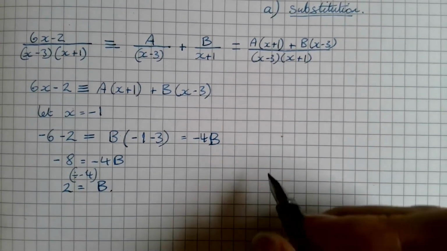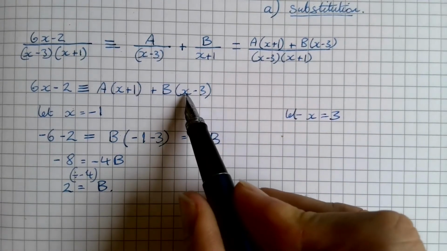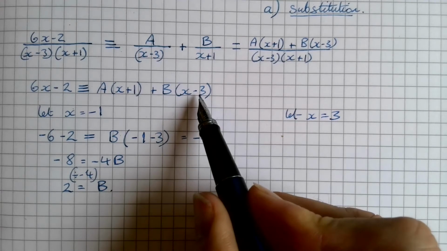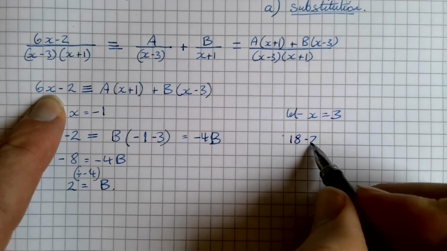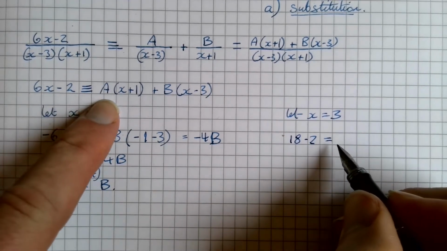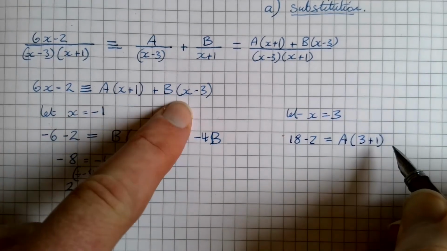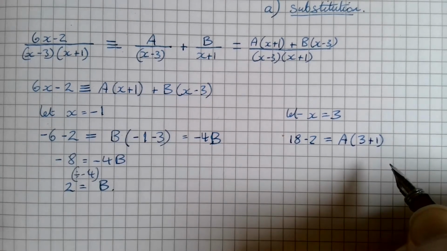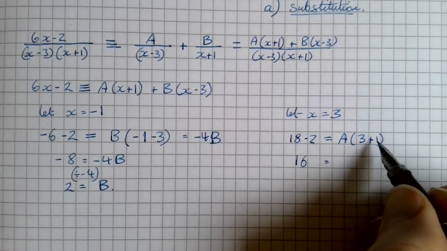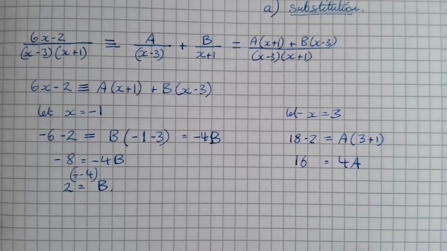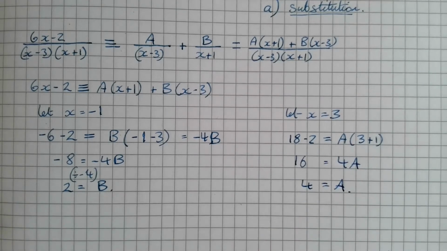I've got enough room over here where I could say let x equal 3. Why 3? So that this bracket becomes 0. Now if x is 3, 6 times 3 is 18, take 2, is going to be the same as A times (3 + 1), and the B term is going to disappear because that's worth 0. So that's going to say 16. 3 plus 1 is 4, so that gives me 4A. And if 16 is equal to 4A, then 4 is equal to A.